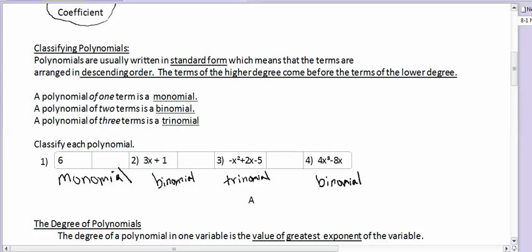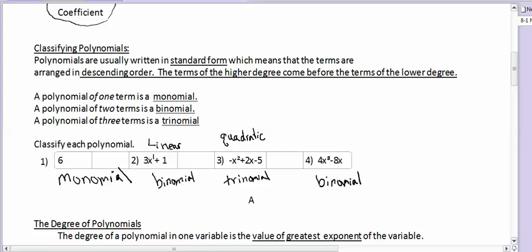You can also classify them by the exponent, where this exponent right here, it's an invisible 1. We call that a linear binomial. So I'm going to put at the top of mine, it's a linear binomial. We've been dealing with linear equations for quite some time here. They only had just an exponent of 1 with the x. The trinomial in number 3 has an exponent of 2. That's called a quadratic, and we're going to be dealing with those soon in our algebra class. Quadratic trinomial.